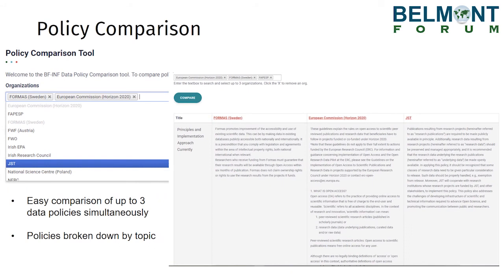The Data Policy Comparison Tool enables side-by-side comparison of up to 3 data management plans developed by participating Belmont Forum agencies and partners. Its purpose is to help international teams be sure their data management plan meets their funding agency's data management requirements. It offers easy comparison of up to 3 of those data policies simultaneously, and policies are broken down by topic. Examples of topics include how and when data are to be publicly shared, or metadata, data citation, and attribution requirements, among others.